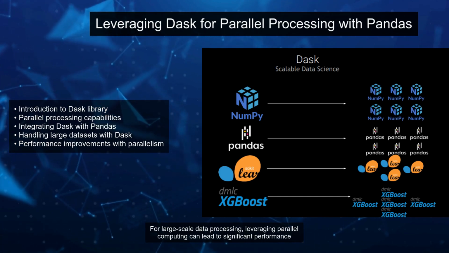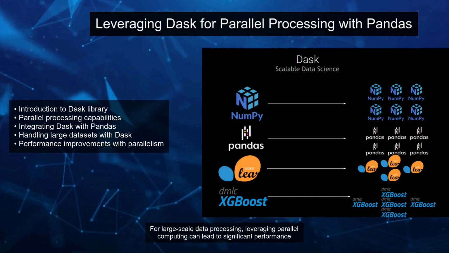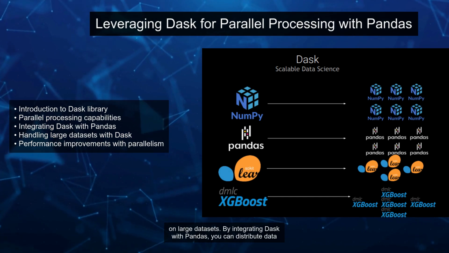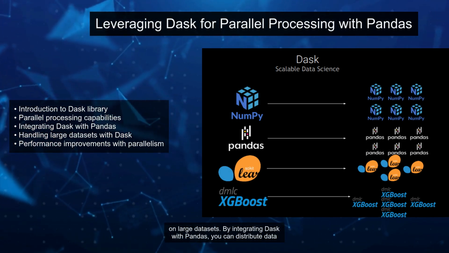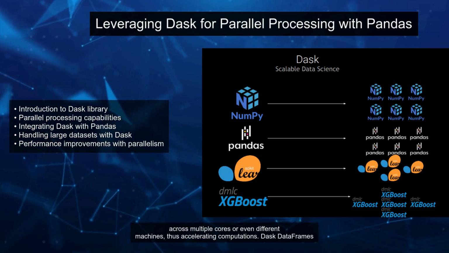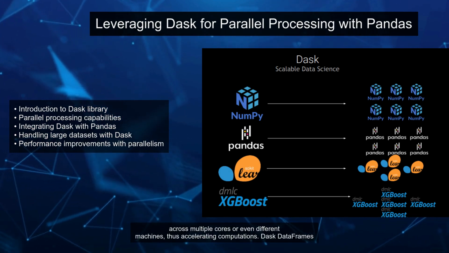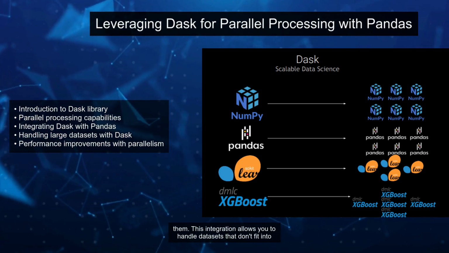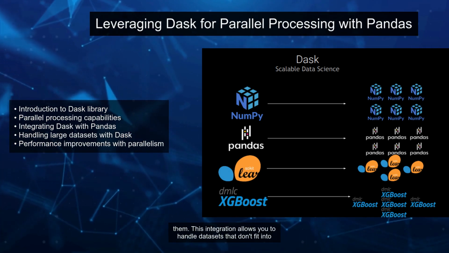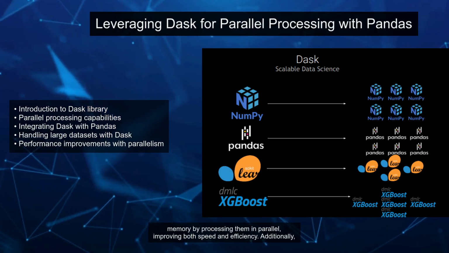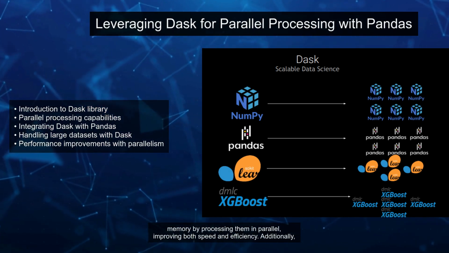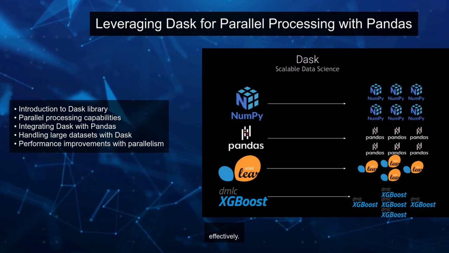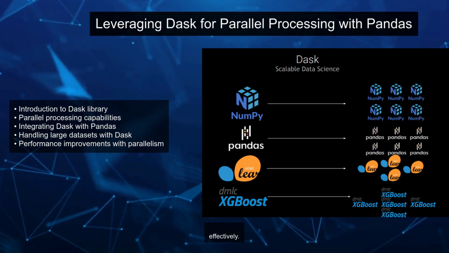For large-scale data processing, leveraging parallel computing can lead to significant performance improvements. Dask is a library that extends Pandas capabilities, enabling parallel processing on large datasets. By integrating Dask with Pandas, you can distribute data across multiple cores or even different machines, thus accelerating computations. Dask DataFrames are designed to mimic Pandas DataFrames, making it easy to switch between them. This integration allows you to handle datasets that don't fit into memory by processing them in parallel, improving both speed and efficiency. Additionally, Dask handles task scheduling and optimizes computations, ensuring that resources are used effectively.